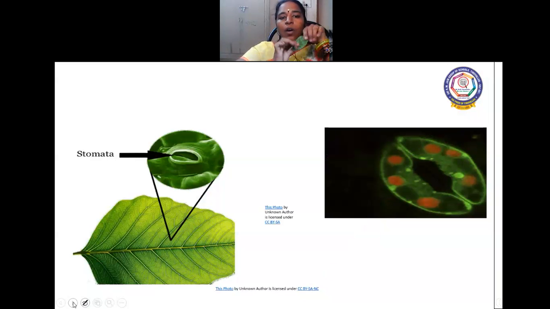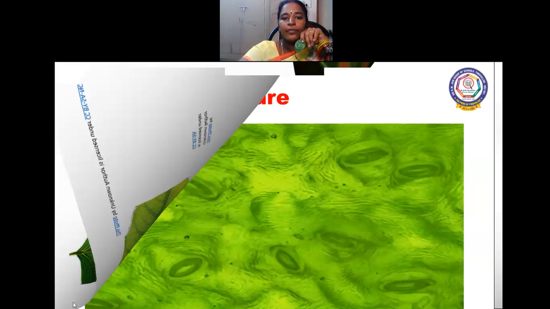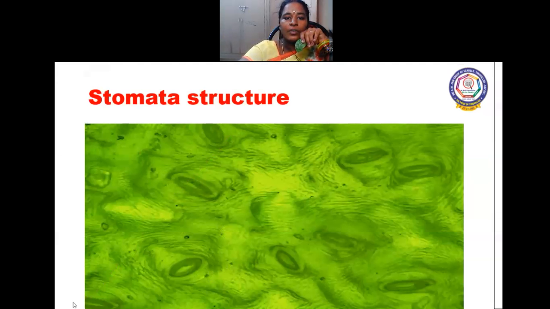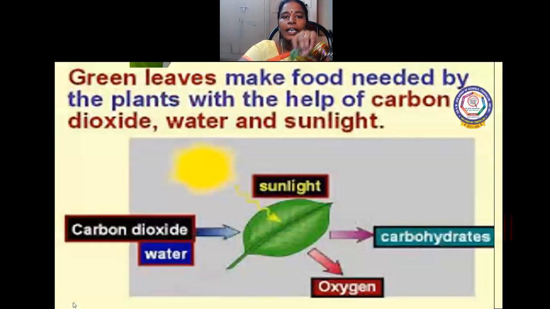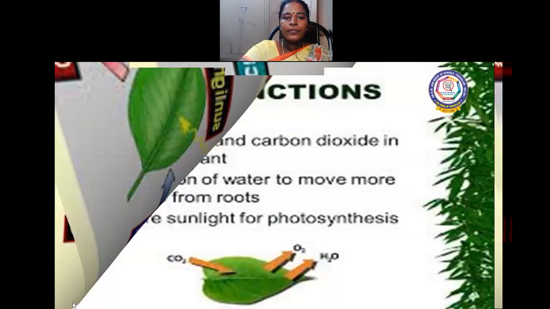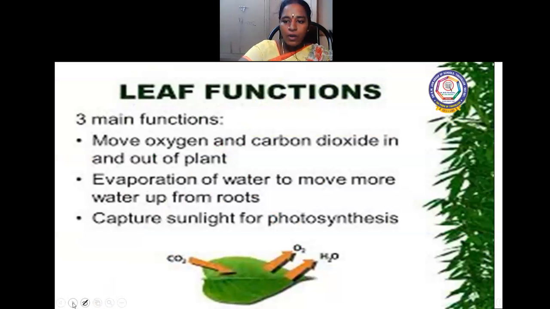And the leaves have small structures inside that are known as stomata. You can see them through a microscope, and they release extra water from the leaf. You can see the stomata movement in this picture. The green leaves make food needed by the plant with the help of carbon dioxide, water, and sunlight.